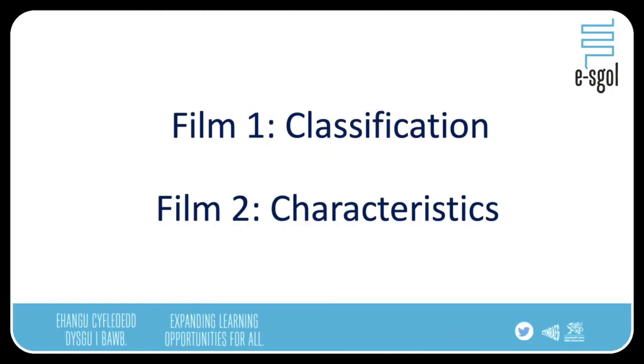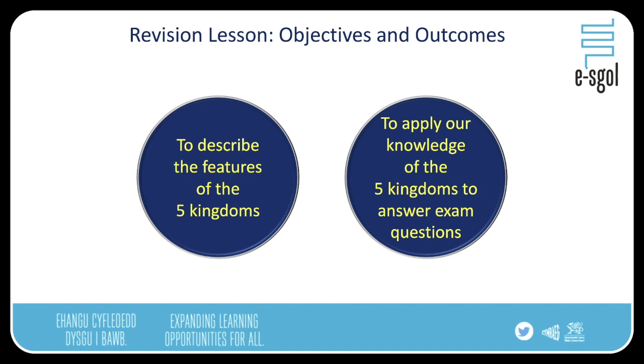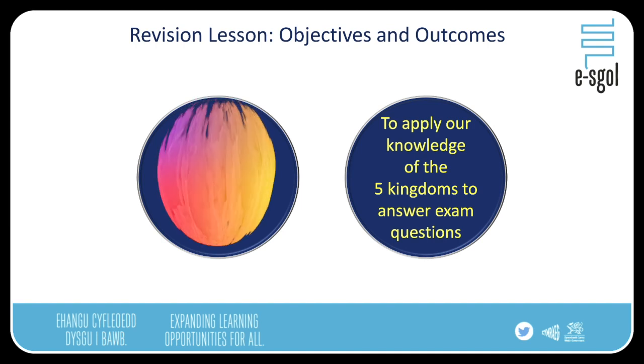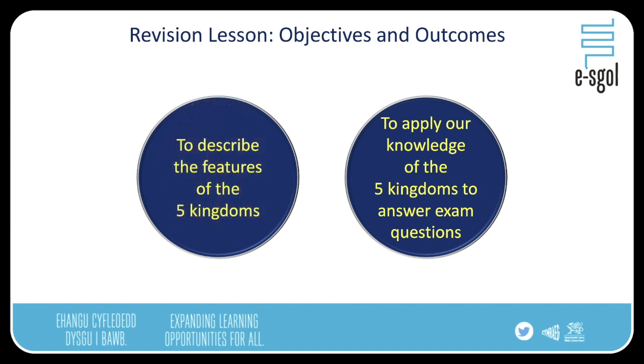There are 2 films in this series from within the unit, 2.1. In the second film, we will look at the characteristics of the organisms in the 5 kingdoms. Exam questions will be used in both films to support your learning. Let's look at where this film fits into the specification. Objectives and outcomes. To describe the features of the 5 kingdoms. To apply our knowledge of the 5 kingdoms to answer exam questions.